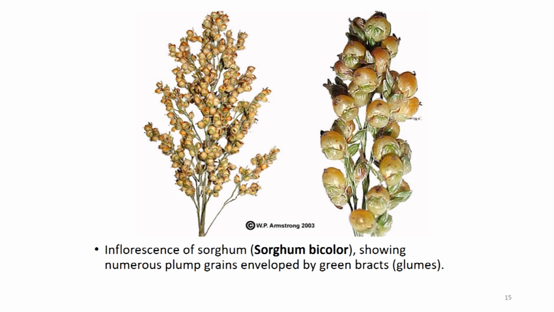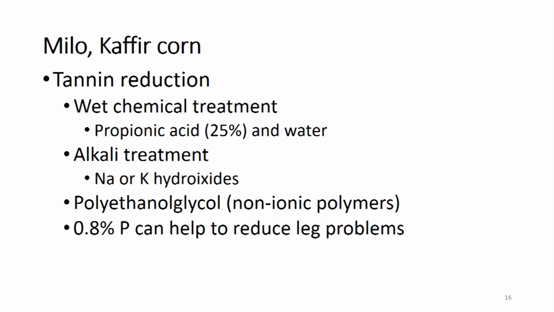For milo or kaffir corn, we can reduce its tannin content by different treatments, as shown here. Depending upon availability, any such treatment can be used to reduce the tannin content. Otherwise, for feeding monogastric species, we have to reduce the total amount of grain given to the animal, so that we can restrict the intake of tannin rather than going for such treatment, because the treatment process increases the cost of the ingredient.